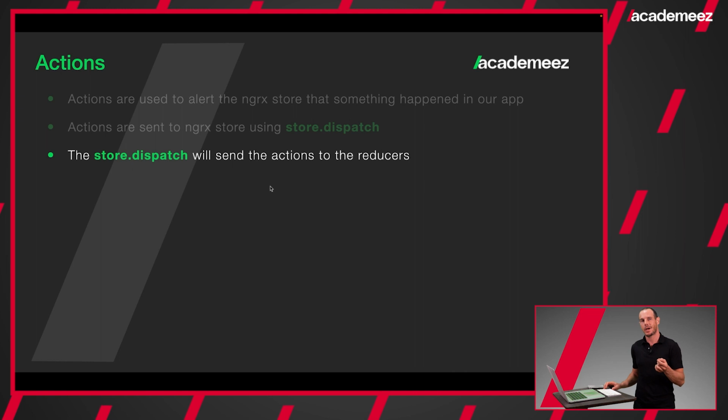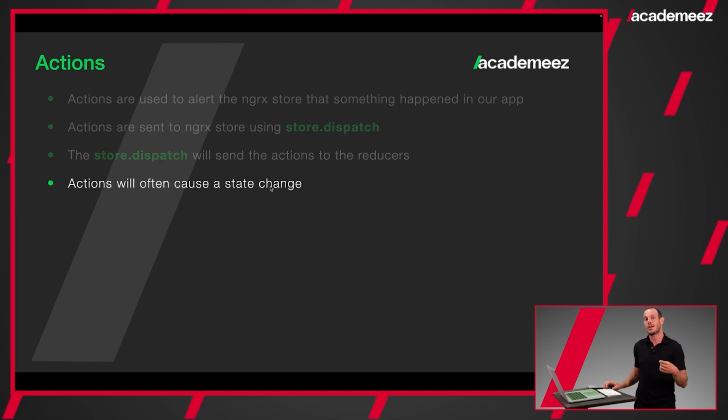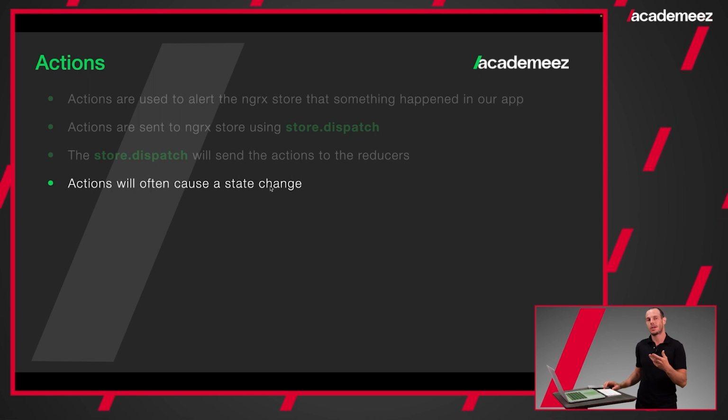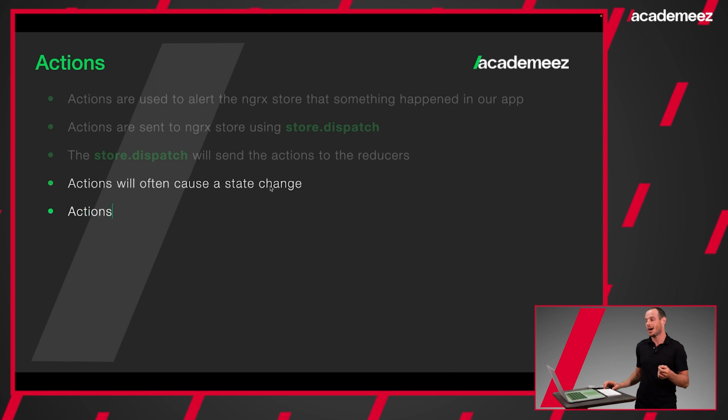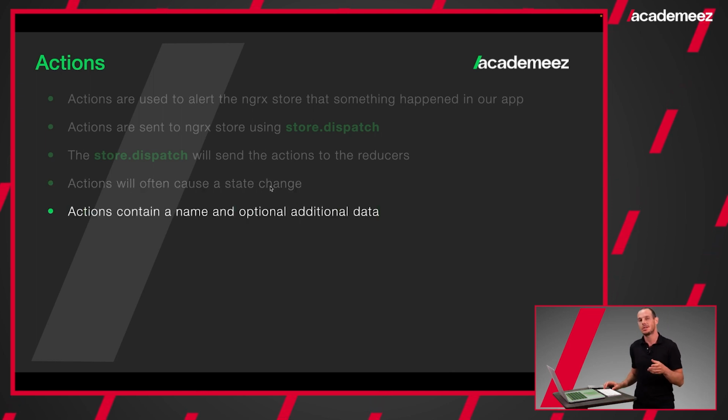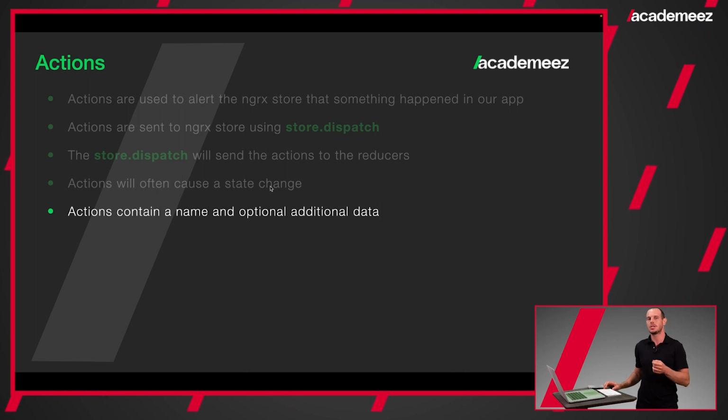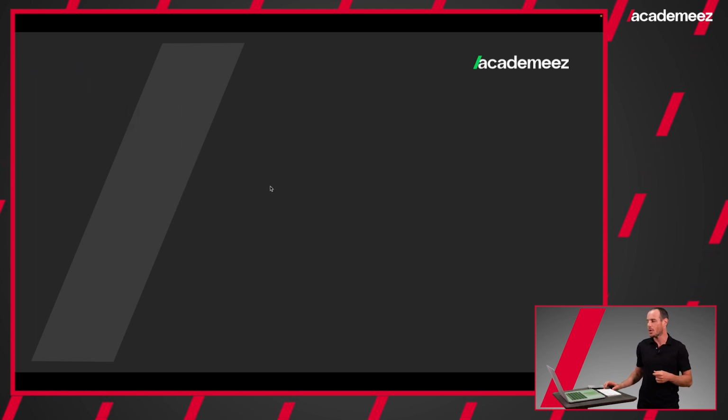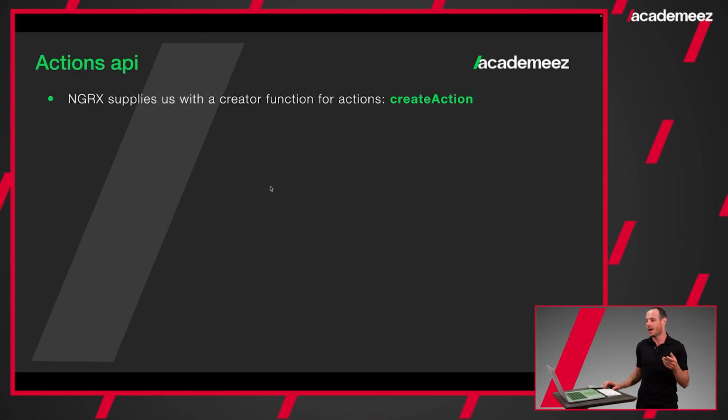The store dispatch is going to take that action and send that action to the reducers. Now, the reducers can decide if they are going to respond to that action by changing the state. So often, after we call store dispatch with an action, we cause a change of the state. Actions contain a name, so each action has a unique name, and optional additional data is also attached to an action.